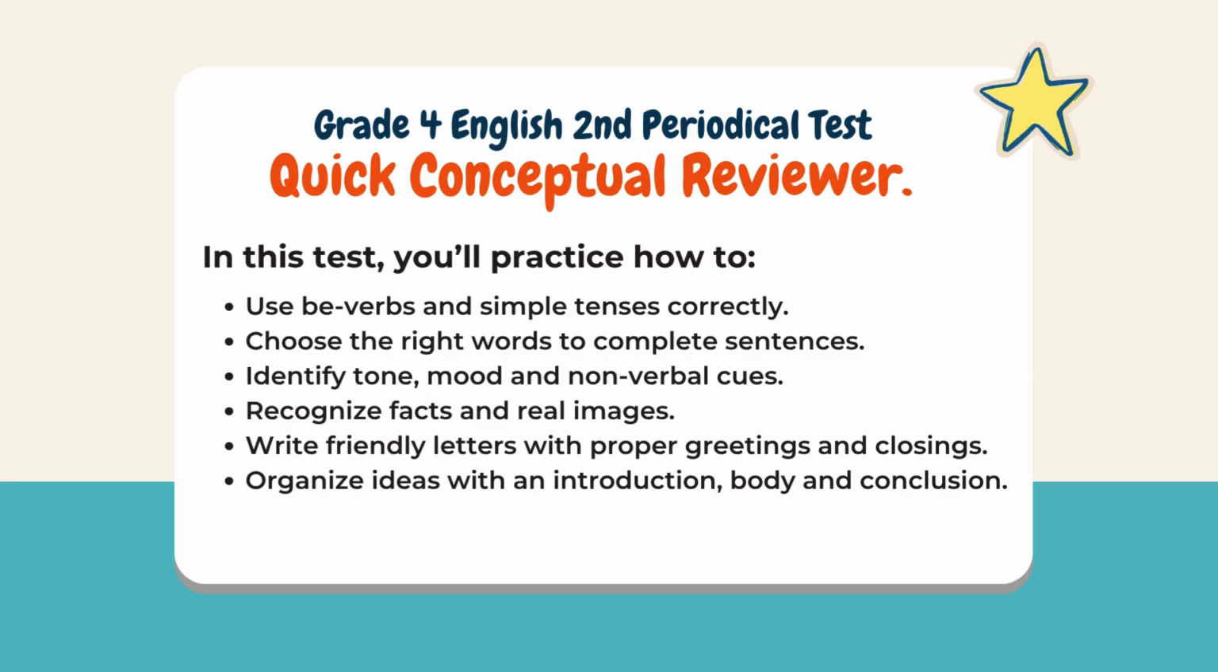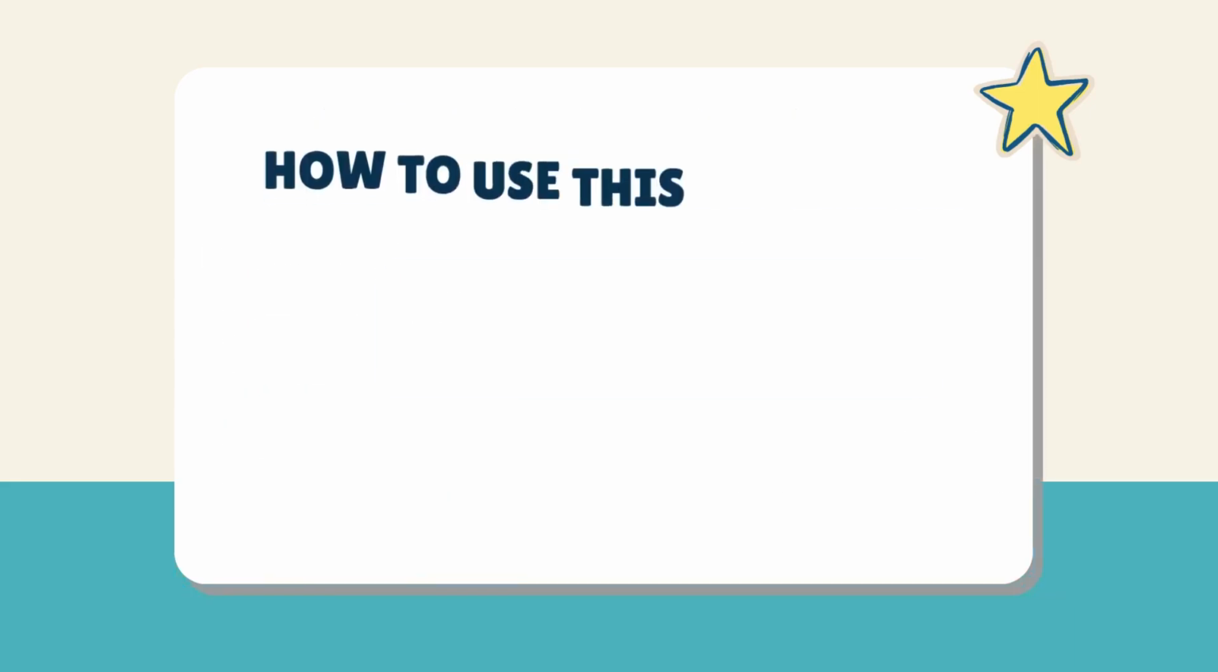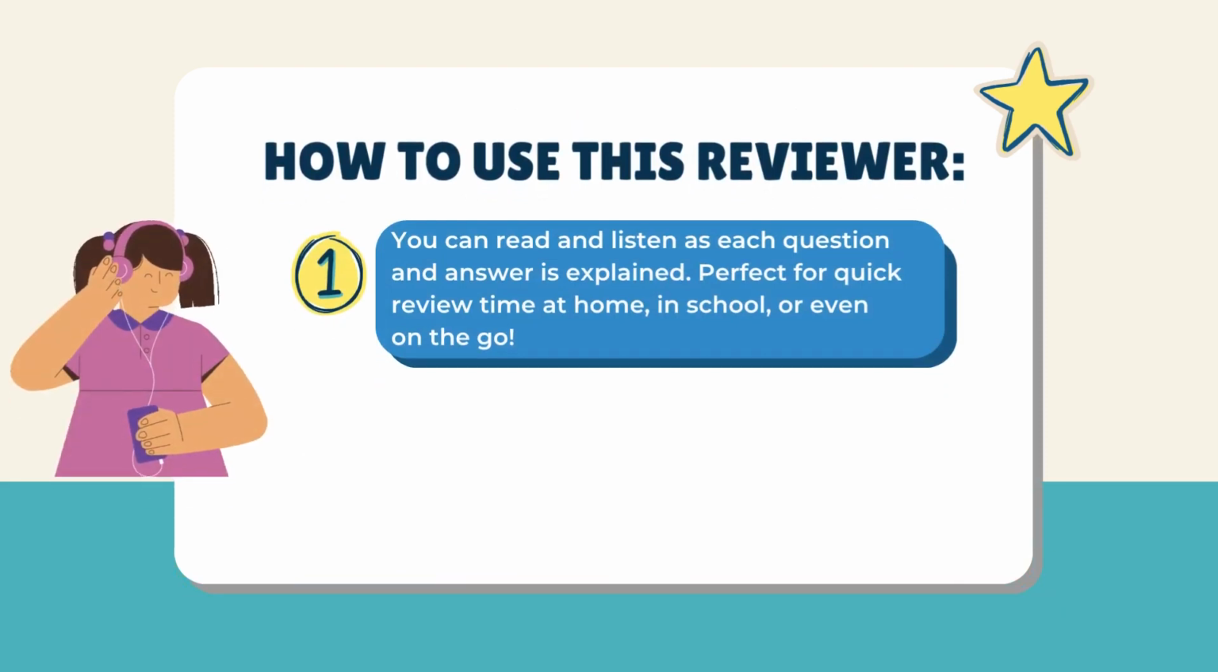Each question gives you 3 choices. You will be given the correct answer, and you'll have a short explanation telling why it's right and what rule or skill it shows. How can you use this review? You can read and listen as each question and answer is explained. Perfect for quick review time at home, in school, or even on the go.